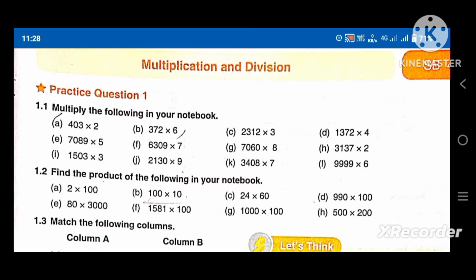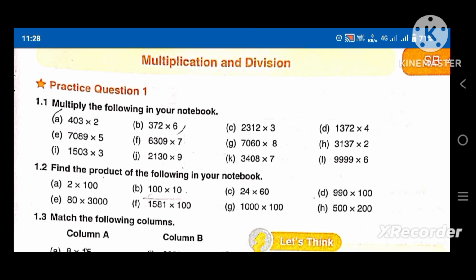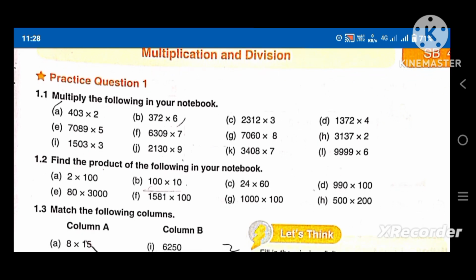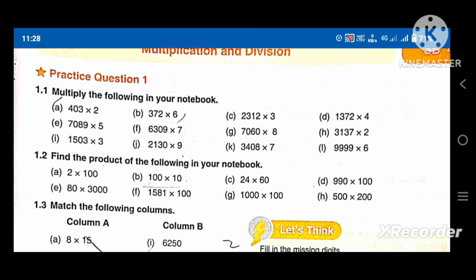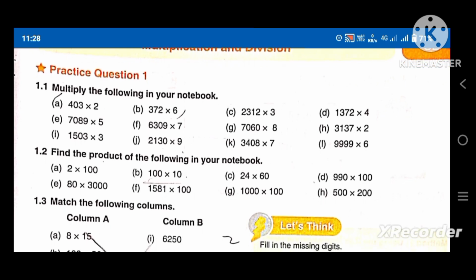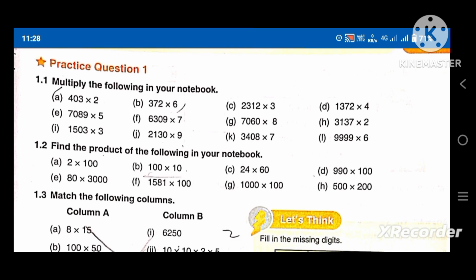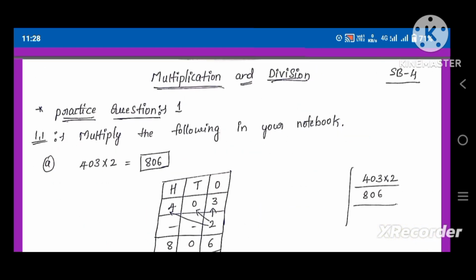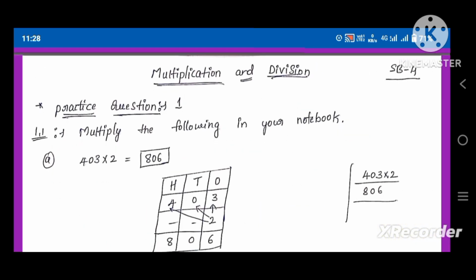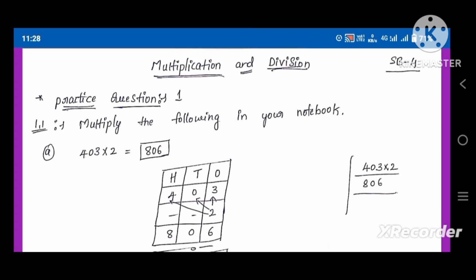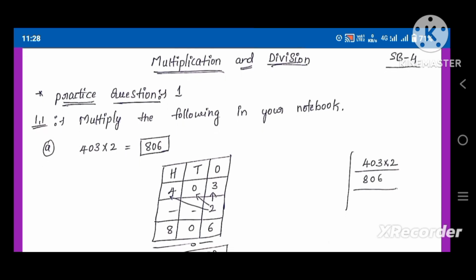Multiplication and division SB-4 practice question number 1. Multiply the following in your notebook. A, 403 into 2.